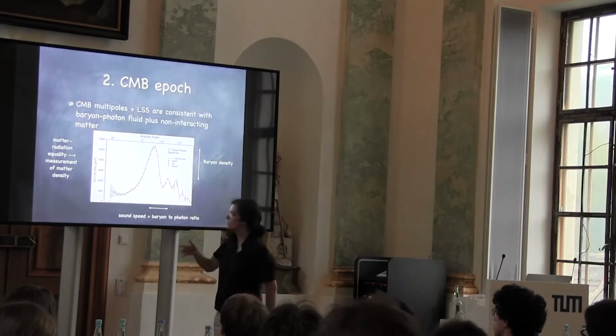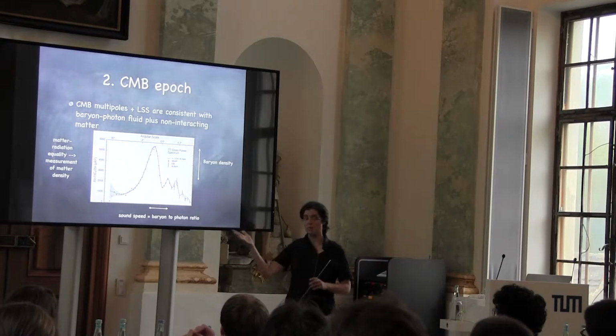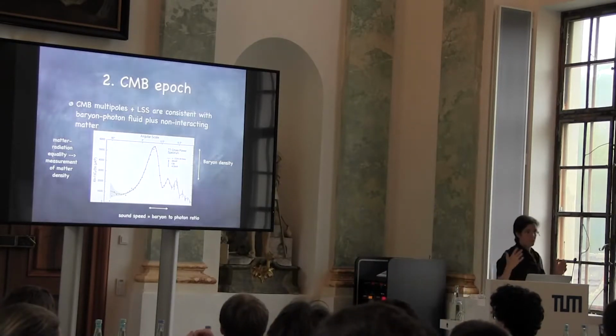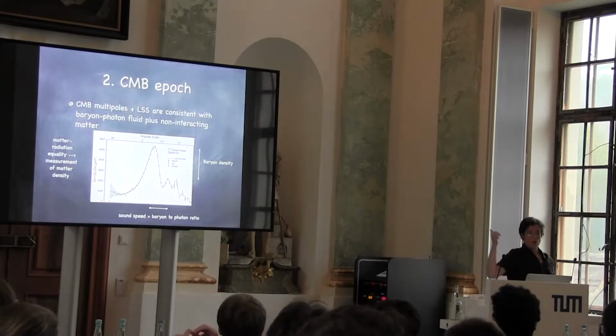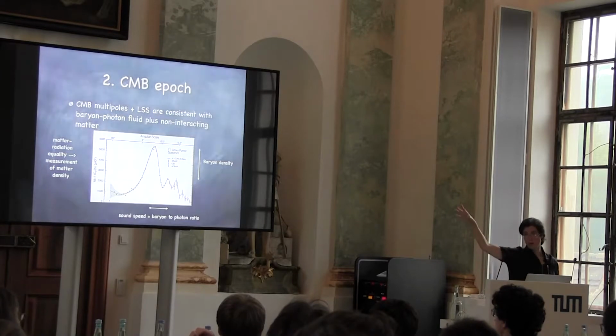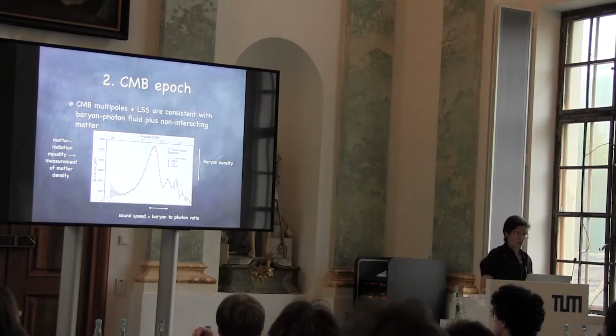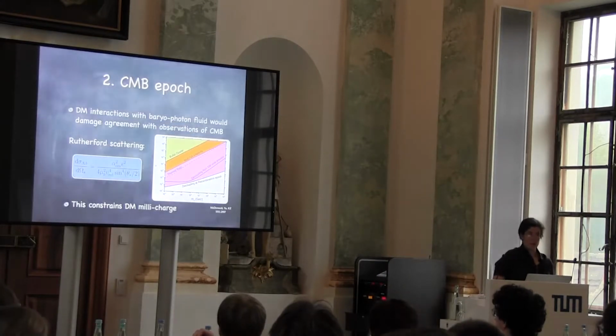All these things together, when combined with BBN and the measurements of matter, tell you dark matter should not have strong interactions either with itself at this epoch or with the photons, or with the baryon photon plasma, because if it did, it would change the damping of these peaks. So let's look at one particular way in which this very strongly constrains dark matter.